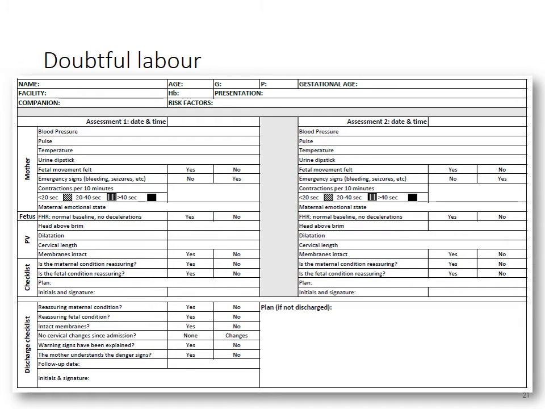It's all the maternal observations, the fetal observations, the vaginal examination, and then the checklist is the mother's condition reassuring, is the fetal condition reassuring. And 6 hours later you can repeat that and then make a plan. If there's no changes since admission and all the conditions are reassuring, the patient was in doubtful labour or false labour, and she can be discharged and followed up routinely.